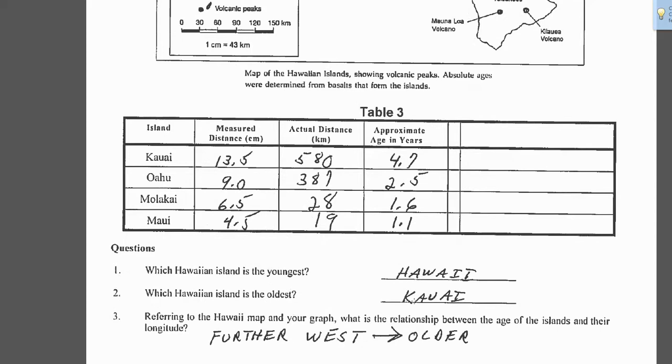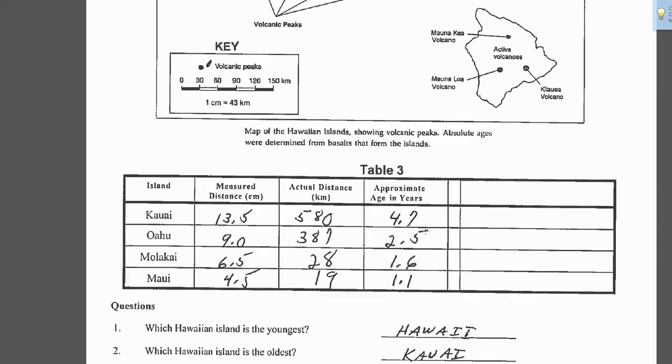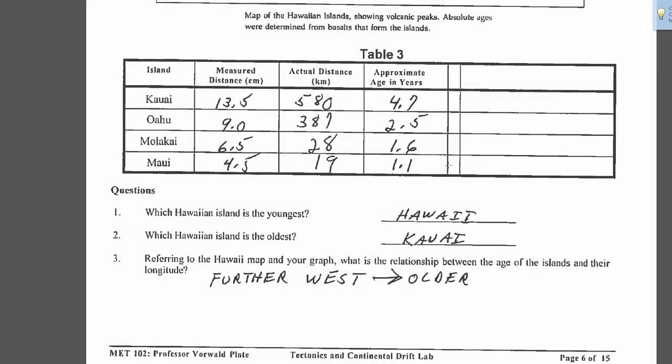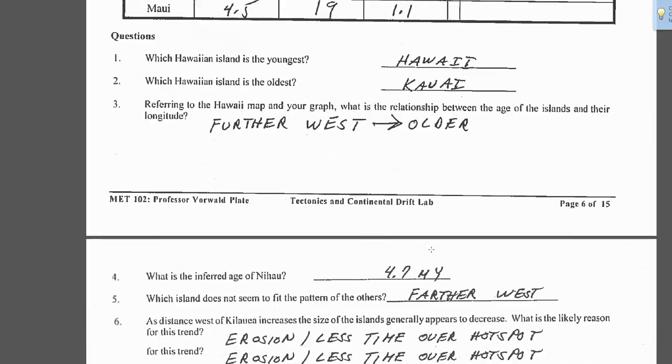Which Hawaiian island is the oldest? If you're going to use this one here, the oldest one's going to be up there, because we knew the hot spot is where the present volcano is. And so it's moving in a northwest direction. And so Kauai would have to be the oldest. And the islands and their longitude, well, as you can see, as you move west in longitude, they get older.